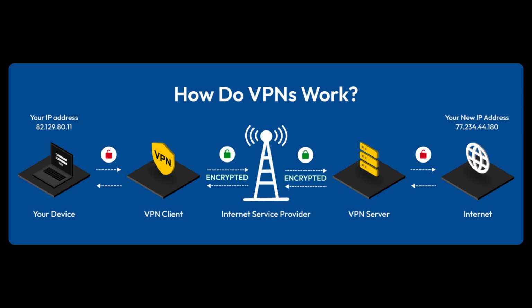Speed and performance. TOR can be slower than a VPN, especially for bandwidth-intensive activities like streaming or downloading large files. VPNs, on the other hand, can offer faster speeds and better performance, especially when connected to a server closer to your physical location. Purpose. TOR is primarily designed for anonymity and privacy, while VPNs are often used to bypass geo-restrictions, secure public Wi-Fi connections, and protect sensitive data.